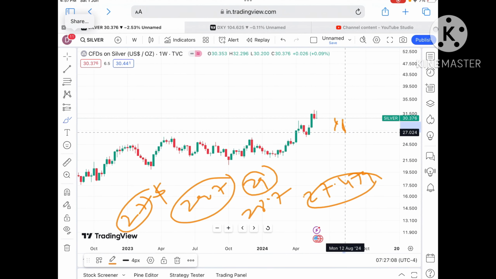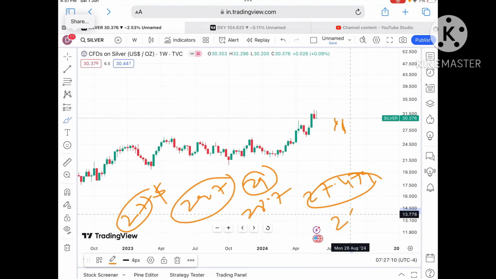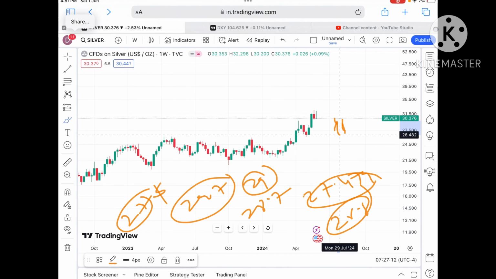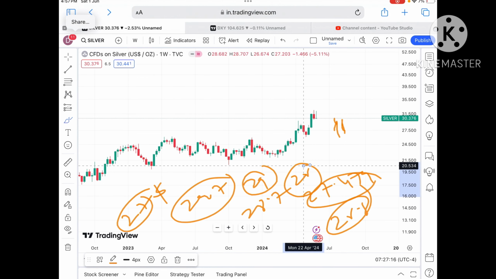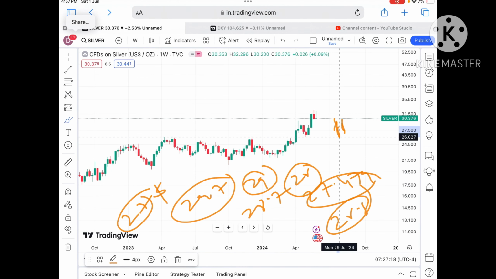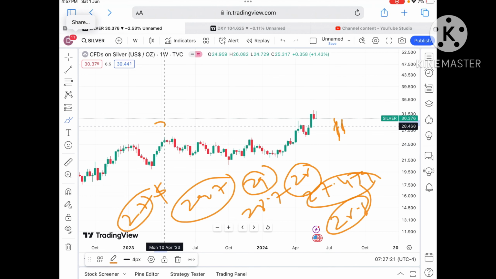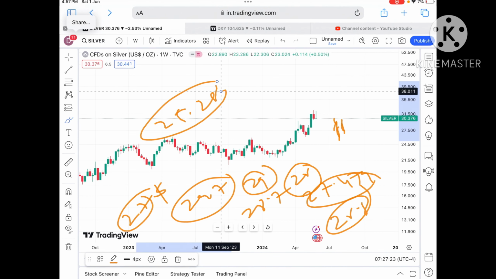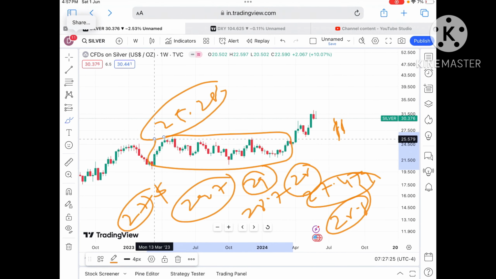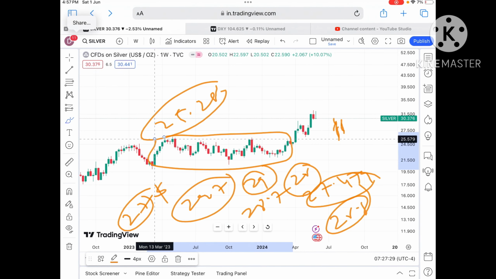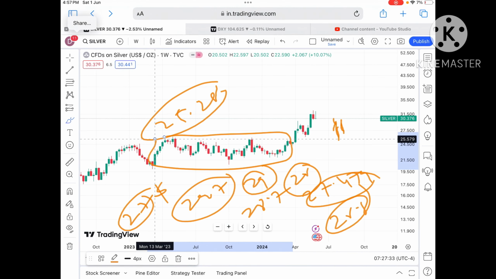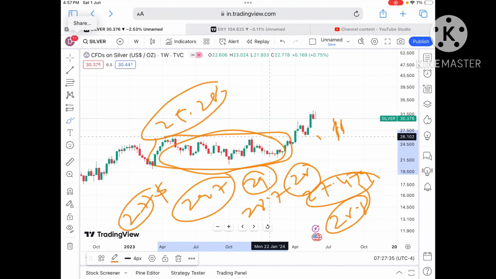If that sustains below that level, we can see it will fall below a level of $27. If the price starts falling below 27.4, a probability of touching 26.8 we can see, and from there a further fall towards a level of around $26. Once it starts going below 26, a further downfall we can see towards a level of $25.28, and then further low, because it will come in this zone. If the price starts falling below 25, I'll make another video. Now remember this, once the price starts falling below 25, it will move in this zone.